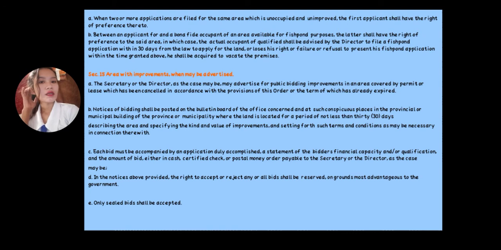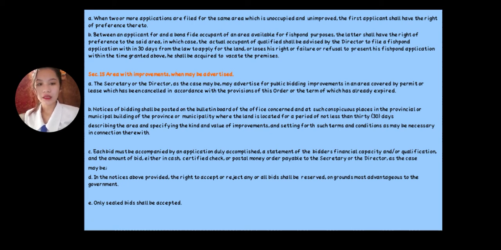So, C. Each bid must be accompanied by an application duly accomplished, a statement of the bidder's financial capacity and or qualification and the amount of bid, either in cash, certified check, or postal money order payable to the secretary or the director as the case may be. So, dinhi siya mubayad ka, sa financial capacity. Sa amount, in cash, or sa cheque, or sa postal money order payable.